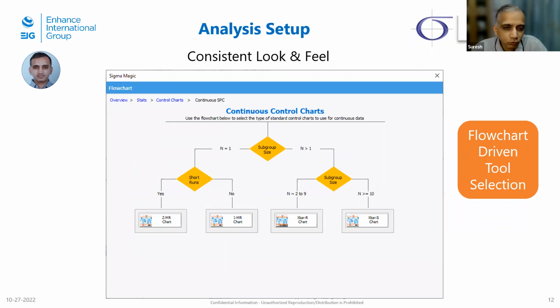You could also use a flowchart-driven approach. So here's an example of a flowchart from Sigma Magic. For example, if you're working with continuous data and your subgroup size is 5, you can basically follow this particular flowchart and say, okay, yes, in this case, I'm going to use an X bar R chart. So either you can do it manually or you can let the software pick this for you.